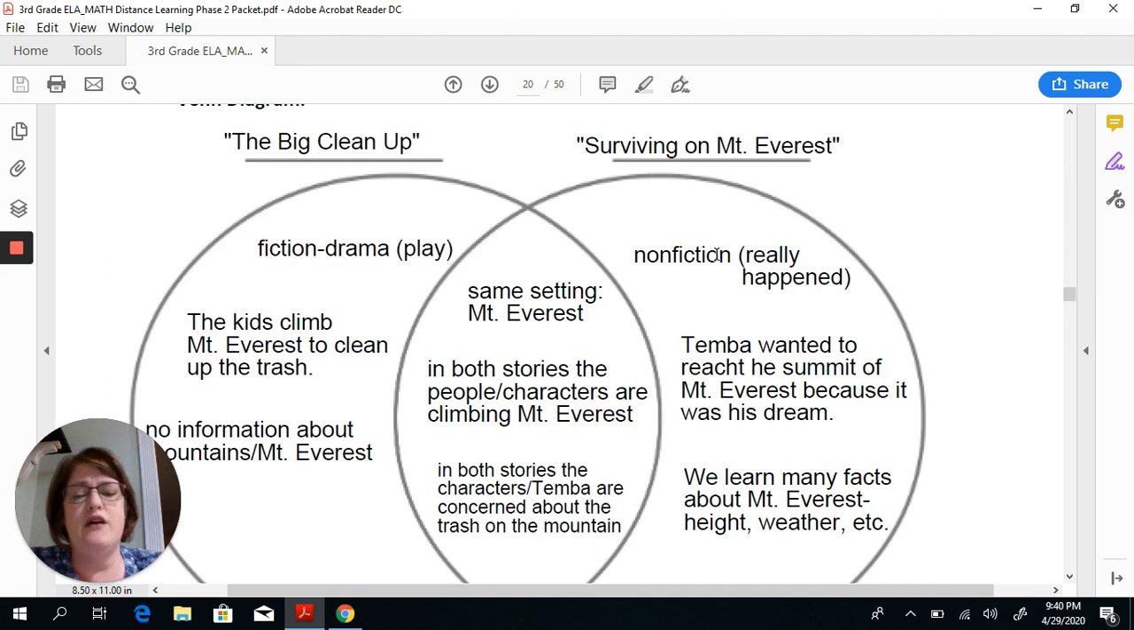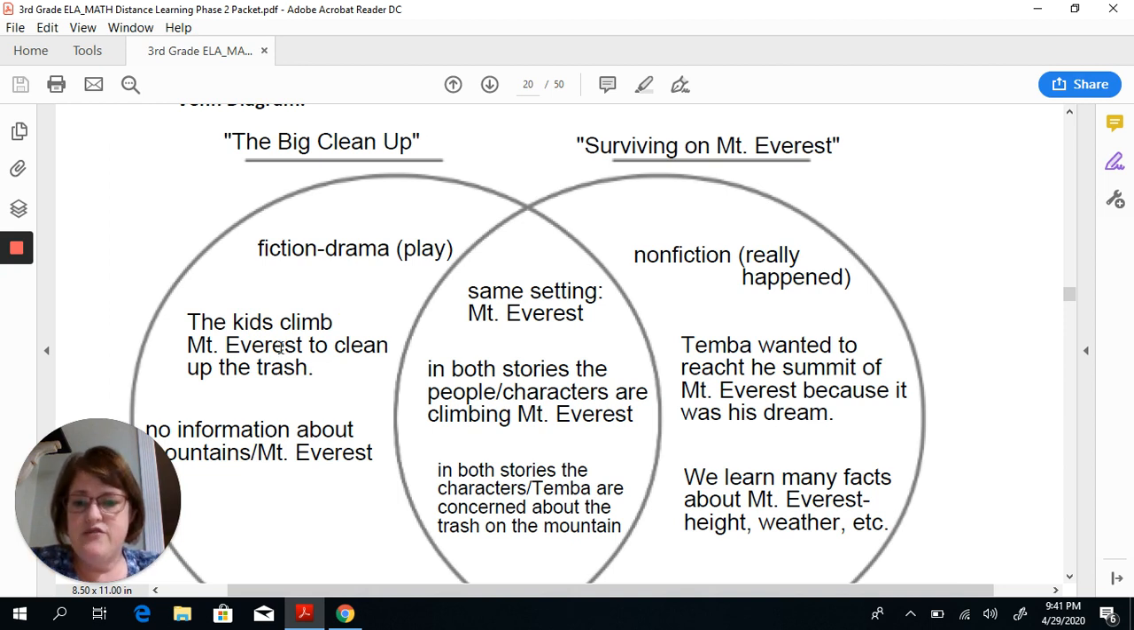You may think of something else, or you may choose to put something else, but you are certainly welcome to use some of mine. Okay, so obviously the big cleanup is fiction. It's not true. Is it realistic fiction? Somewhat, yes. Of course, there would have to be, though, adults with these kids. In real life, kids would not be climbing up the mountain on their own. But it is possible that a cleanup crew could go up the mountain if they're prepared enough.